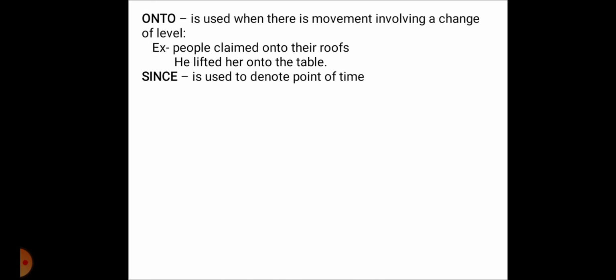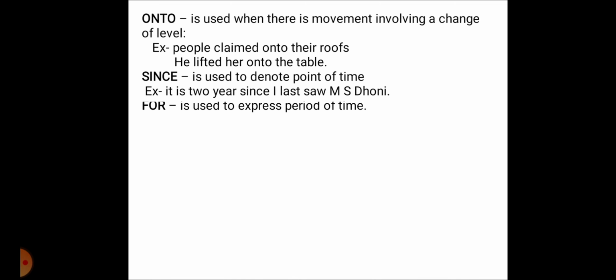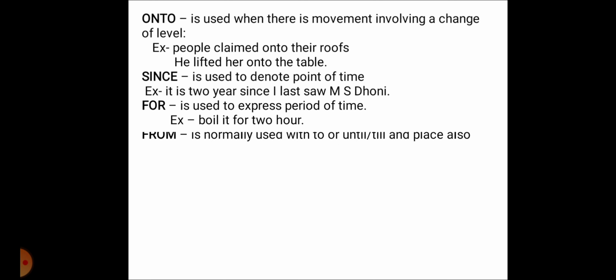Next, since. Since is used to denote a point of time. For example, it is 2 years since I last saw MS Dhoni in the ground. Next, for. For is used to express a period of time. For example, boil it for 2 hours. So that is a period of time. From is normally used with to or until, till the date or place also. Most people work from 8 to 6. So here you are using from and to, these two prepositions.